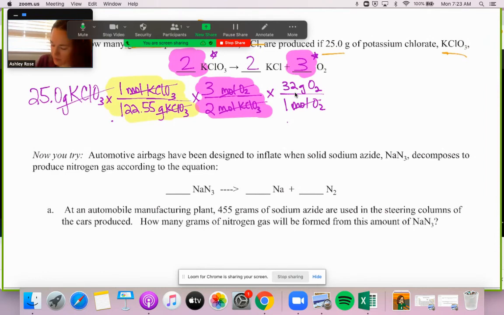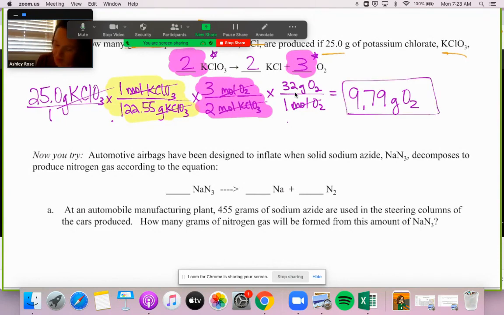Remember, when we solve these, we multiply everything in the numerator and divide by every number in the denominator. So it's 25 over 1, because that's just a whole number. So 25 times 1 times 3 times 32, divided by 122.55, divided by 2, divided by 1, gives me 9.79 grams of O2. So when that sweet little gummy bear combusted, it was combusting with that 9.79 grams of oxygen that was produced from that reaction.